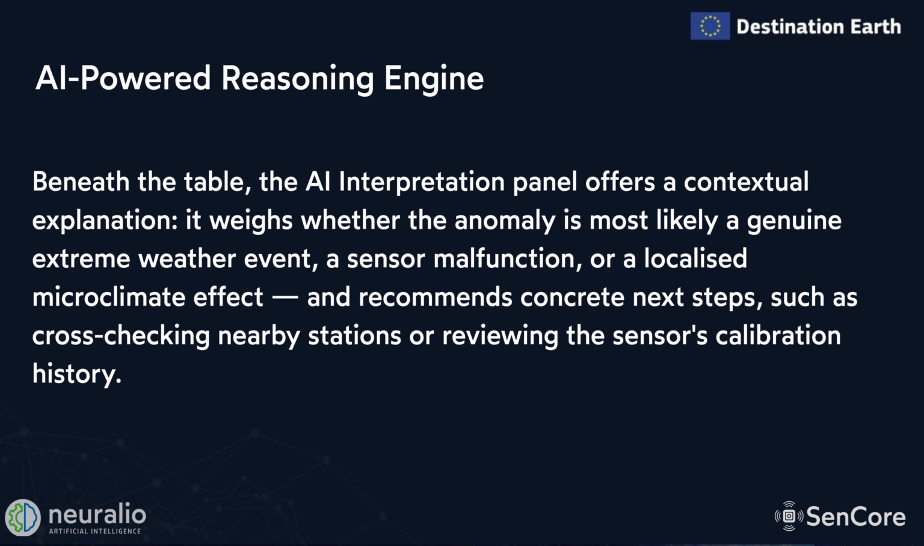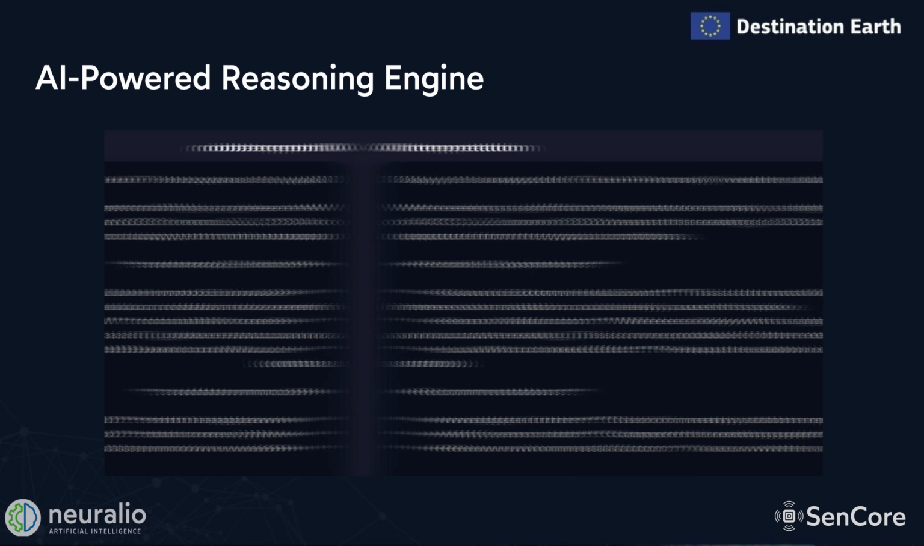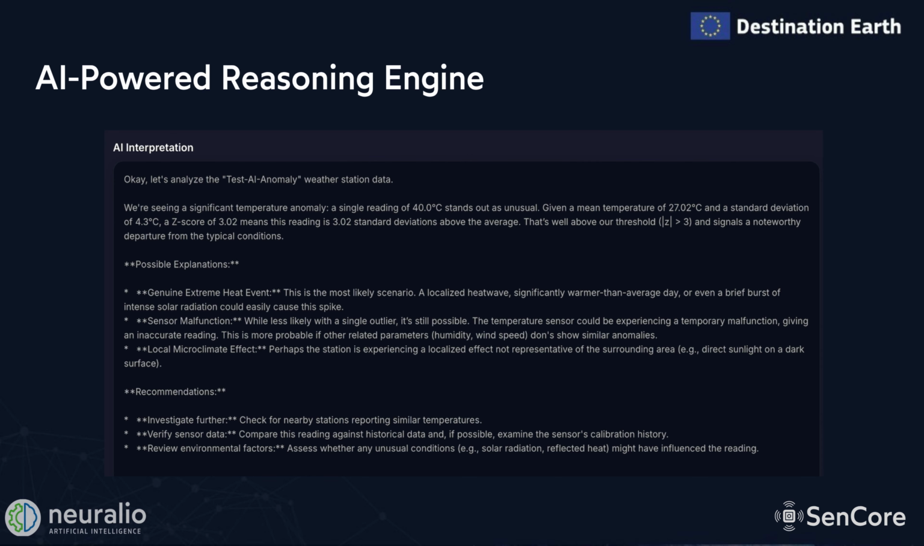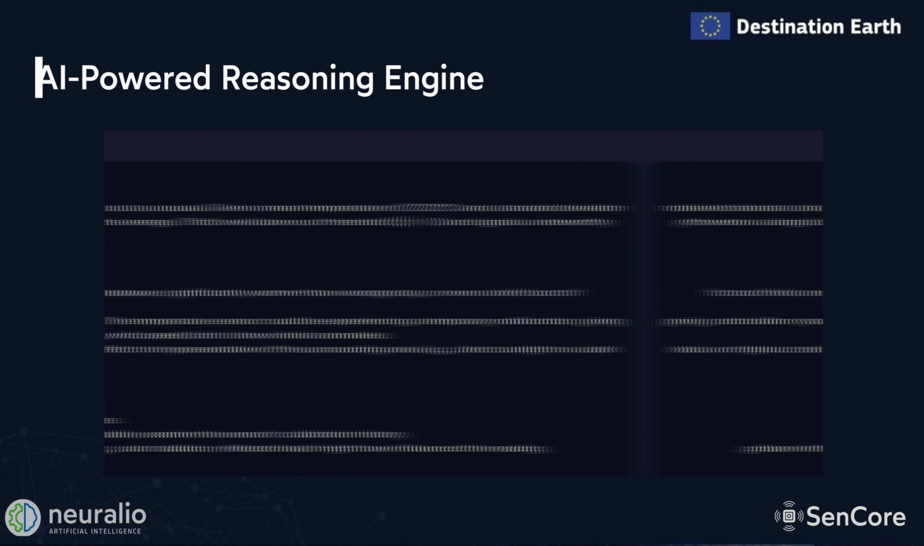Beneath the table, the AI Interpretation panel offers a contextual explanation. It weighs whether the anomaly is most likely a genuine extreme weather event, a sensor malfunction, or a localized microclimate effect, and recommends concrete next steps, such as cross-checking nearby stations or reviewing the sensor's calibration history. The reasoning runs entirely on-premise. No station data leaves your environment.